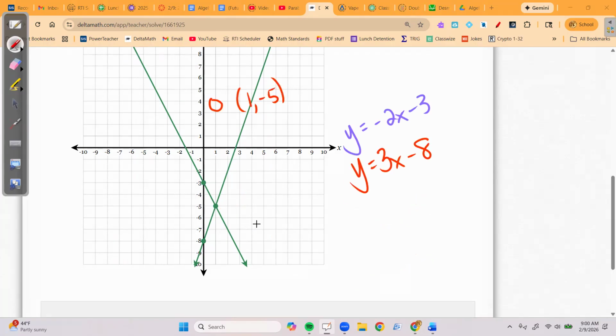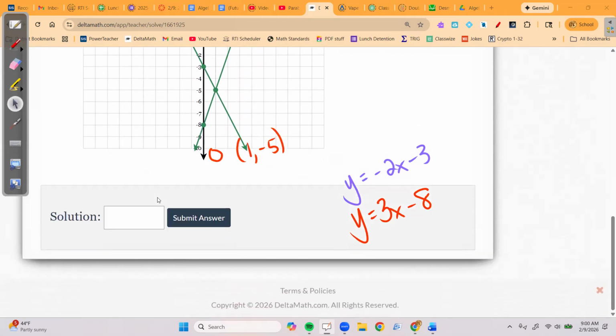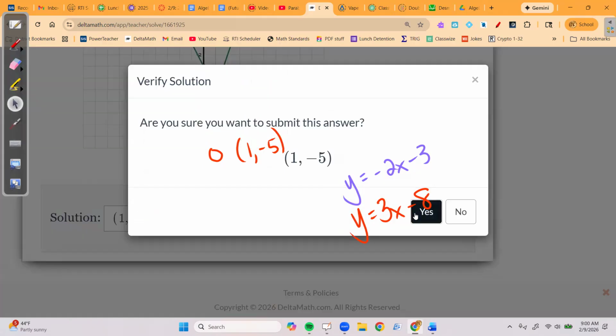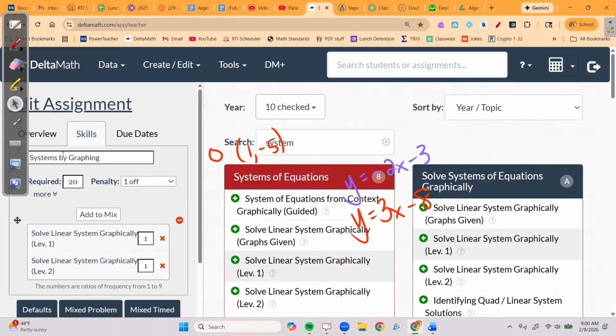So I'm going to go down into the box and I'm going to type in the answer 1, -5. And of course, notation matters. So I'm going to do open parenthesis, 1, comma, -5, close parenthesis, and then hit send. I don't think you're going to see a lot of weird stuff today. Today is really just to familiarize you with what you're doing. You're graphing two lines and seeing where they cross. Any thoughts on what might happen if I choose these level 2 problems?